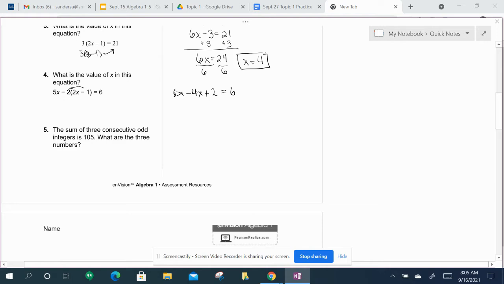Now again, before I start actually solving, I'm going to simplify so I can put that 5x minus 4x together, and that actually becomes a 1x plus 2 is equal to 6.